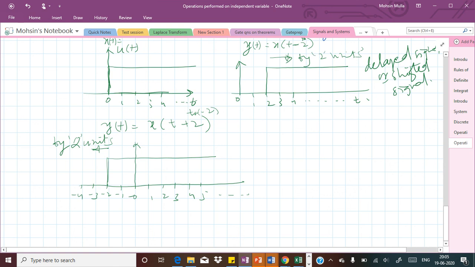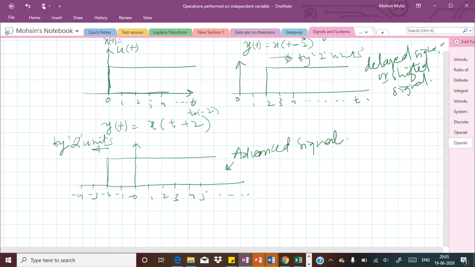Okay, so this is the new shifted signal. With respect to 0, the starting magnitude has already passed, so the signal is called an advanced signal. Okay, so the signal which is shifted towards the left hand side is called an advanced signal.